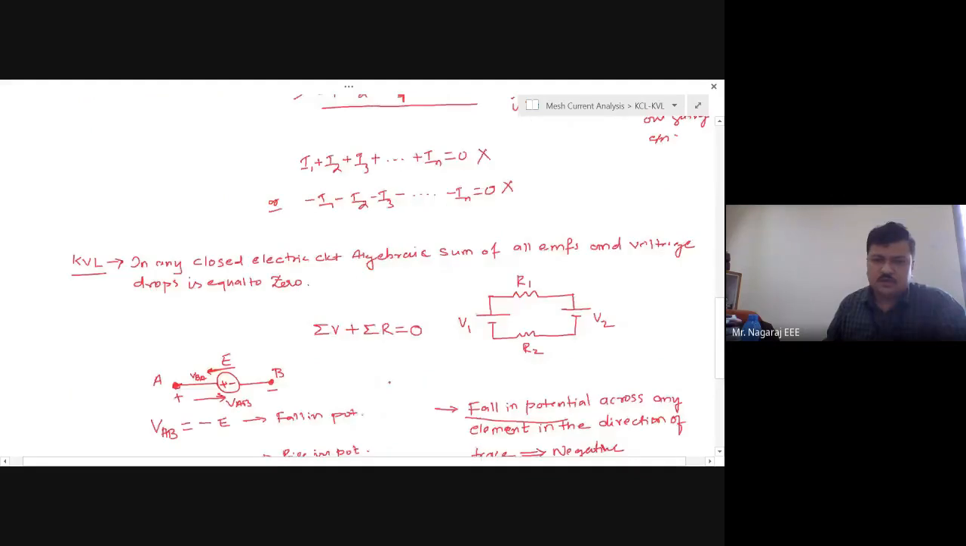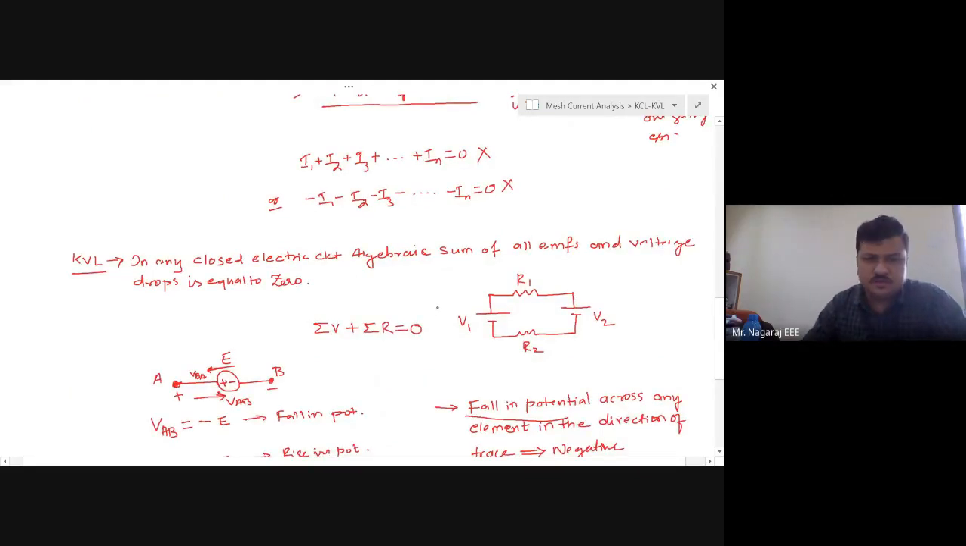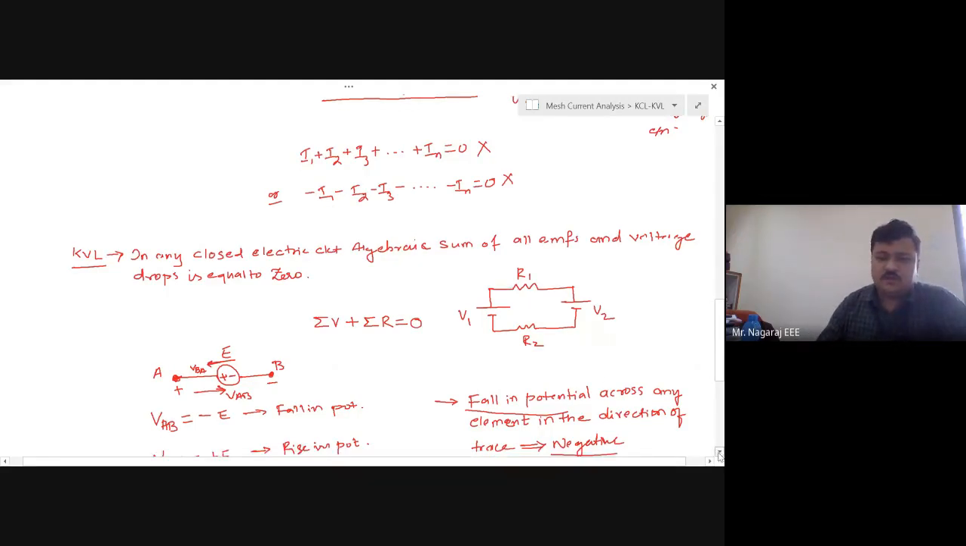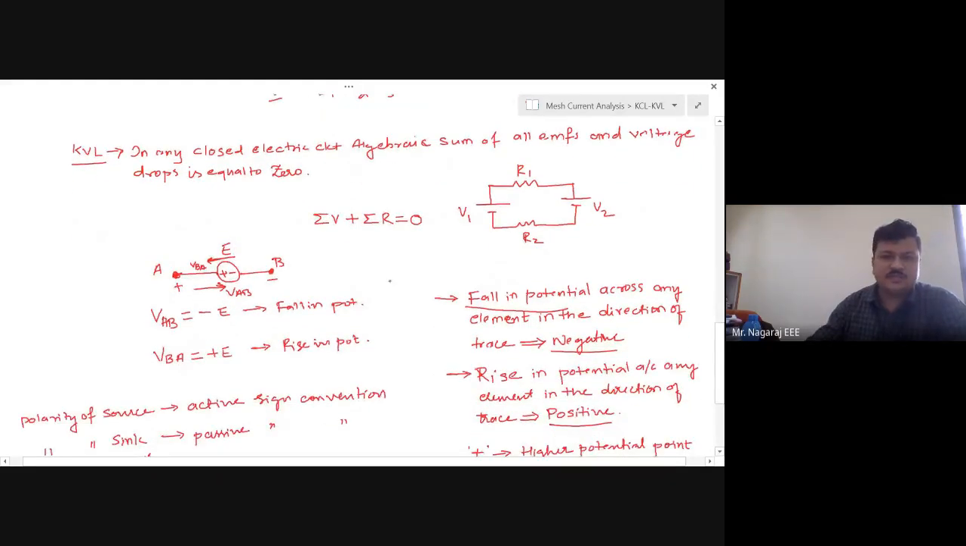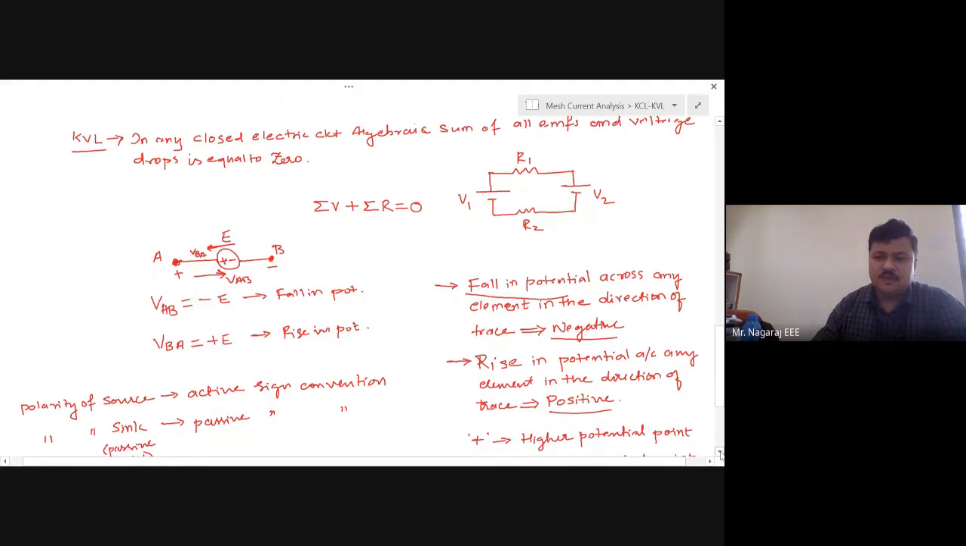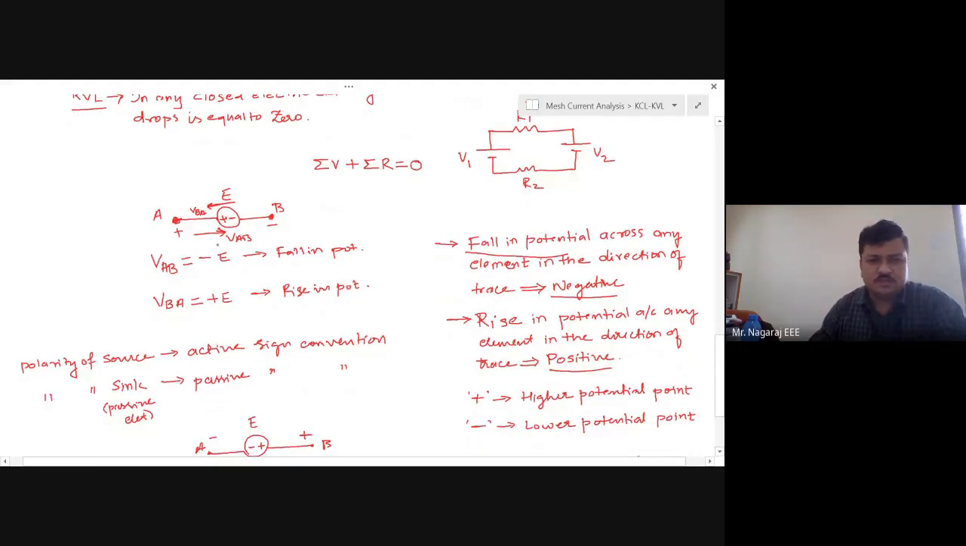Then we defined Kirchhoff's voltage law: in any closed electric circuit or in any closed loop, the algebraic sum of all the EMFs and the voltage drops is zero. To apply this statement to a particular circuit, we looked into how the polarity of the potential has to be considered in the circuit elements, and we saw how the rise in potential or fall in potential is considered across the active element. This is the active element, which is the source. We assumed that fall in potential is taken negative and rise in potential is taken positive.